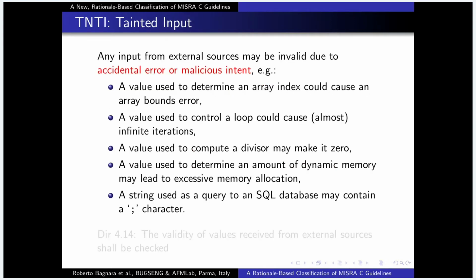Tainted input. An input from external sources, if it is not properly sanitized and used directly, is risky. The input may be provided by a malicious person, because maybe you are under attack. For example, if you take a value that is communicated from the outside world and use it to determine an array index, then you may have a buffer overflow. Or if you use it as a divisor in some division operation, you may have a division by 0, and so on. This is why you have Directive 4.14 saying the validity of values received from external sources shall be checked.